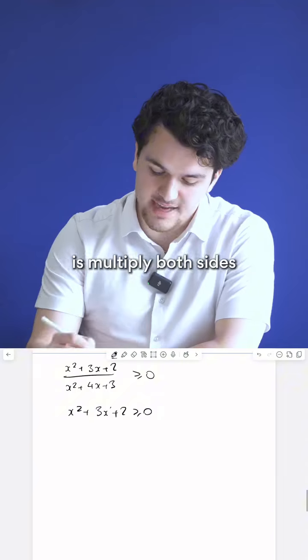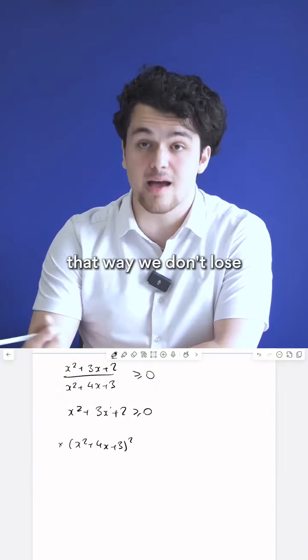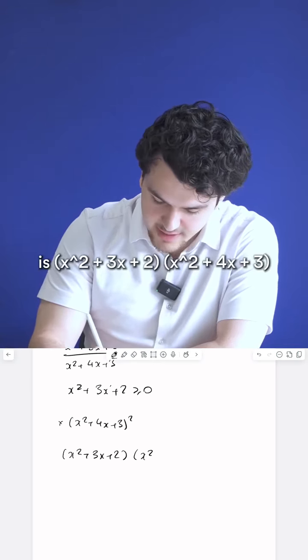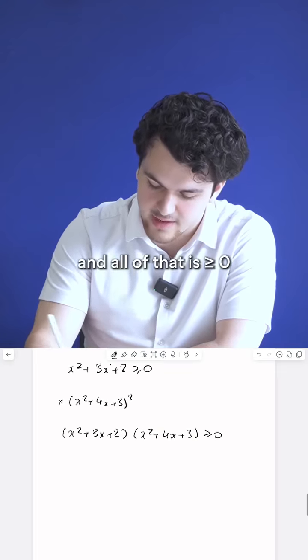What we instead need to do is multiply both sides of the equation by x squared plus 4x plus 3 squared. That way we don't lose any information. What we'll be left with instead is x squared plus 3x plus 2 multiplied by x squared plus 4x plus 3, and all of that is greater than or equal to 0.